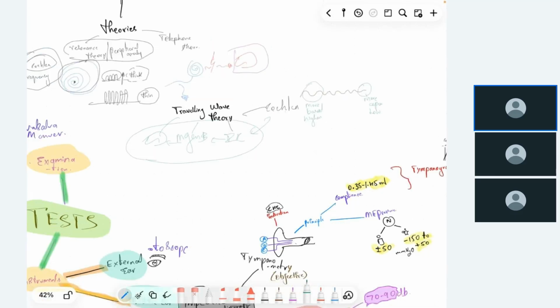The traveling wave theory is telling that not only the periphery is responsible for frequency recognition, but also not solely the center, that is the brain, is responsible for frequency recognition. It's the combination of these things.